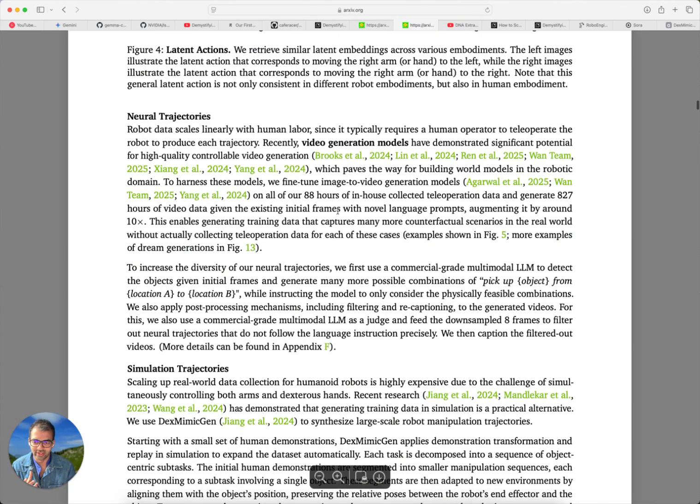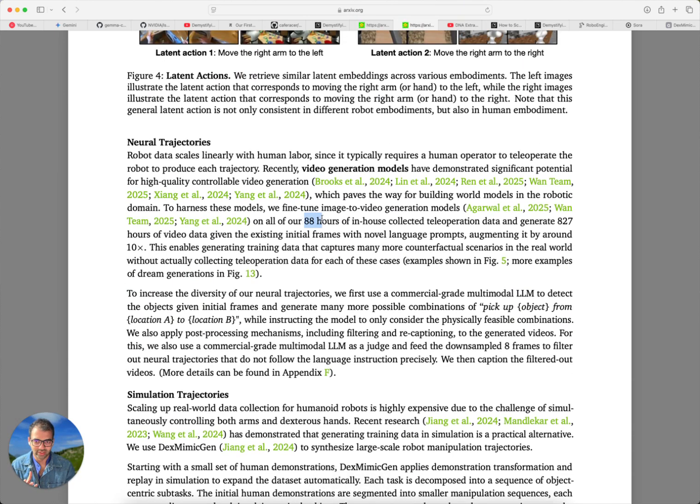So what they do is they take the existing robotic data set, right? They have 88 hours of robotic data, which is a real life data set of teleoperated robots.